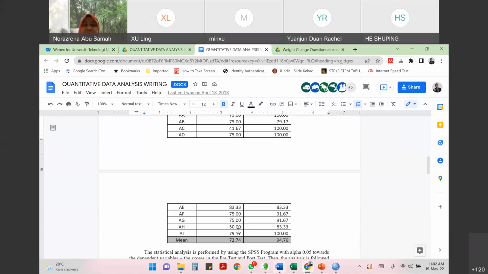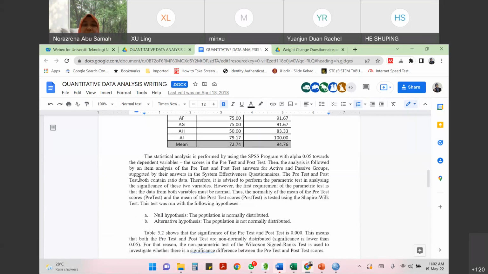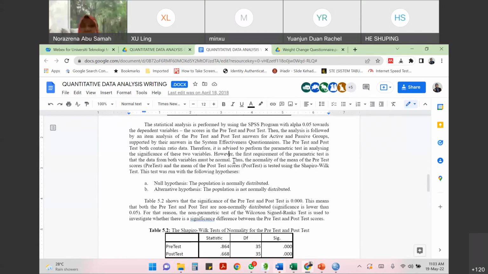Since the data is ratio, you can calculate the mean. If the data is not ratio or interval, you cannot calculate the mean. You can calculate this one manually, and then you explain about this: how to perform the statistical test. However, if you want to run a parametric test, you must make sure that the data is normal. So you must run the normality test first.